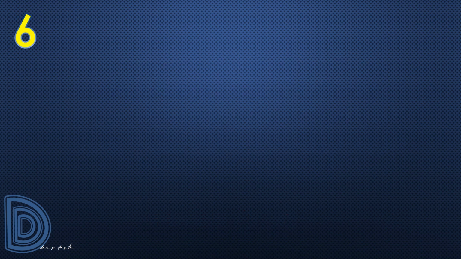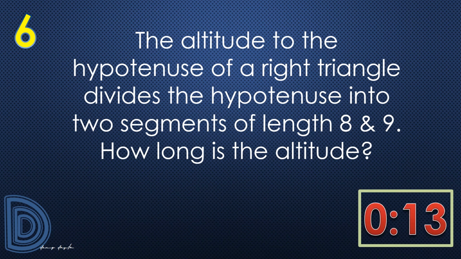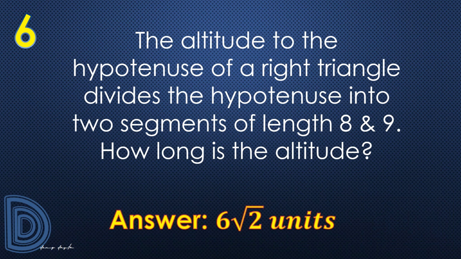Question number 6. The altitude to the hypotenuse of a right triangle divides the hypotenuse into two segments of length 8 and 9. How long is the altitude? Go. Time is up. What is the answer? It's 6 square root of 2 units.